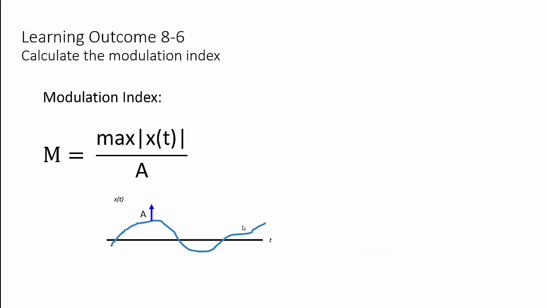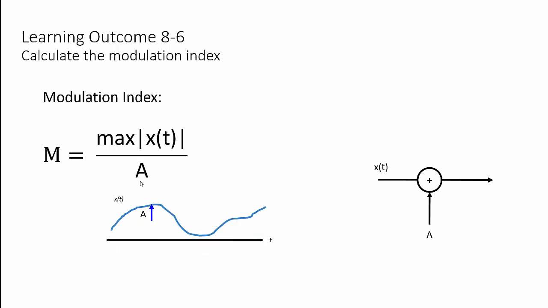Now comes the term modulation index. This indicates how much did we shift our signal by. We take the maximum of the absolute value of x of t and divide it by a, the amount we're going to increment it by. Pretty straightforward to calculate. Write this down in your note sheet.